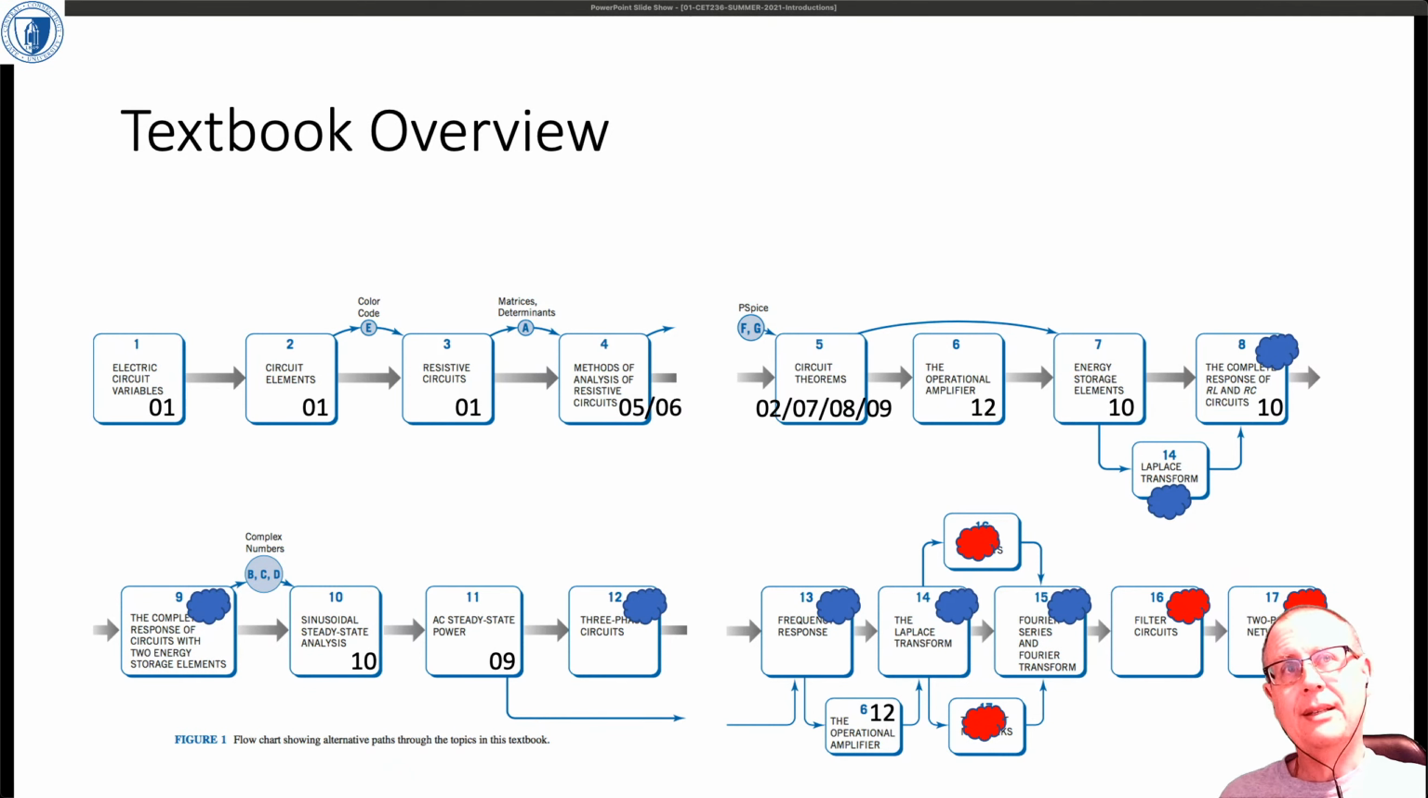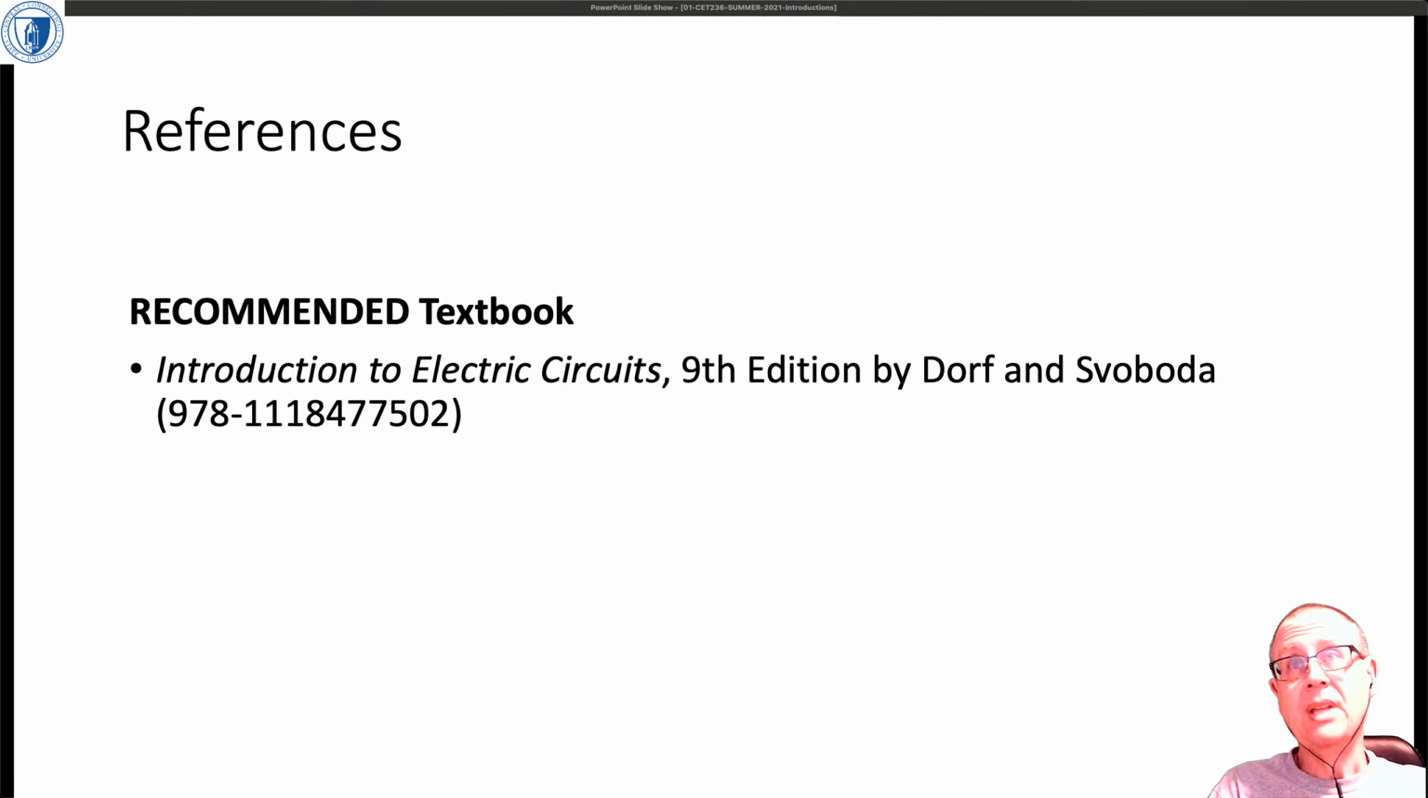In this diagram, the cloud indicated chapters are chapters that I either don't use anything of, which is the red ones, or only use a little bit of, which is the blue ones. Everything else we should be able to cover, and the topic number is indicated in the bigger numbers. That's the textbook, Introduction to Electric Circuits by Dorf and Svoboda. If you want to get it, I think it should be available in the bookstore.